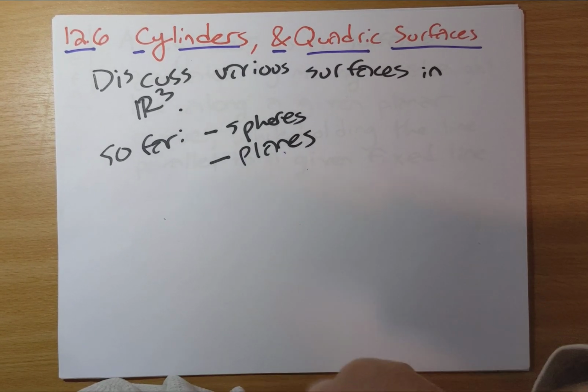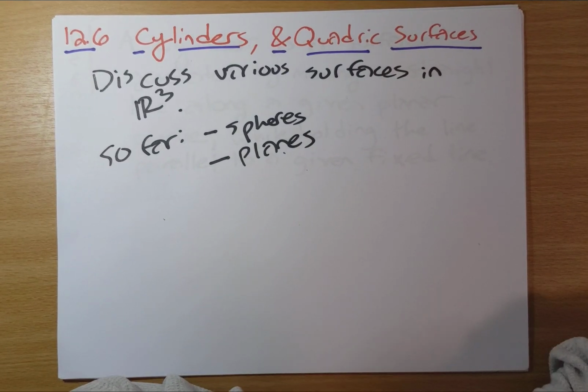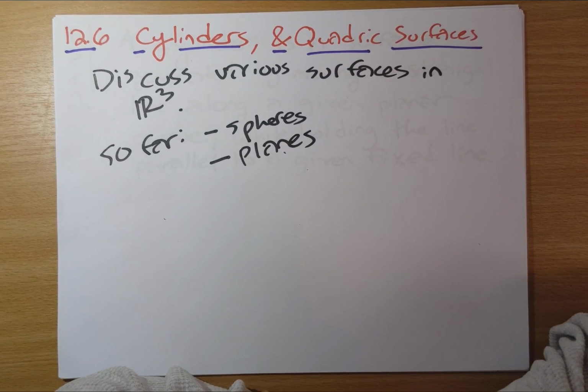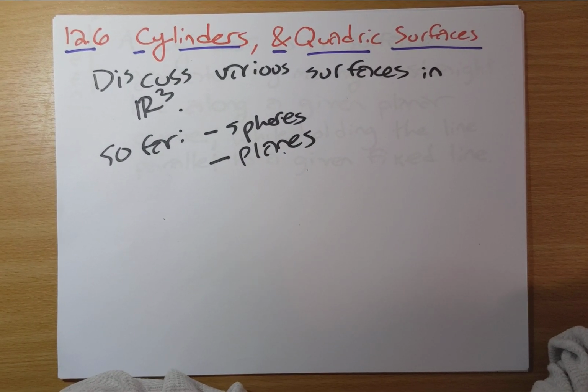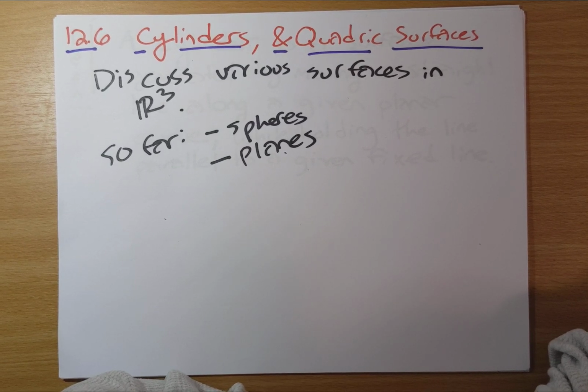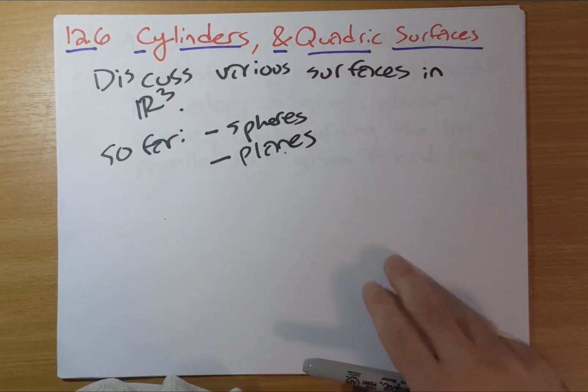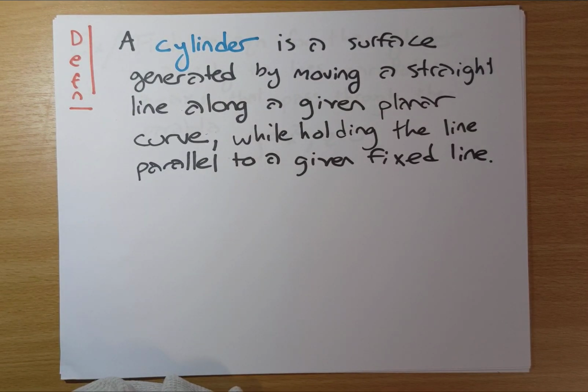But there are several others, cylinders and other quadric surfaces, and we're going to be needing these a lot in future chapters. Chapter 14 is going to use these a little bit. Chapter 15 and chapter 16, especially chapter 16, are going to use these concepts a lot. Okay, so let's just jump right in by talking about what a cylinder is.